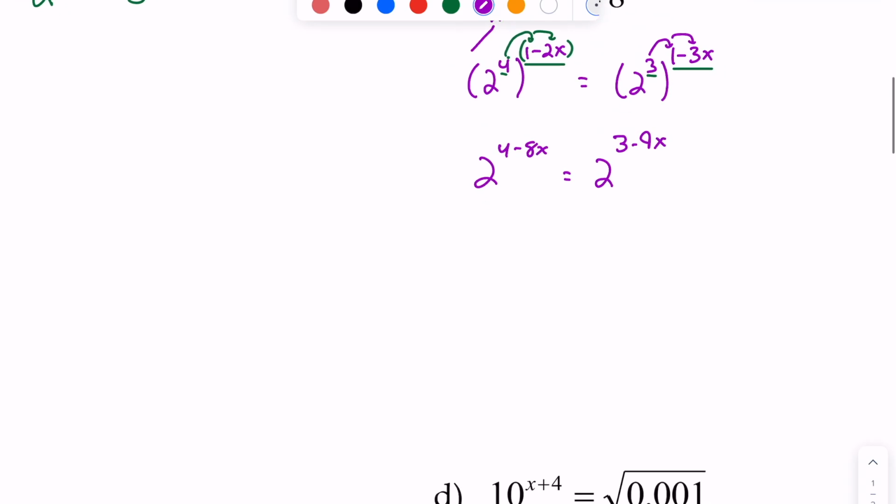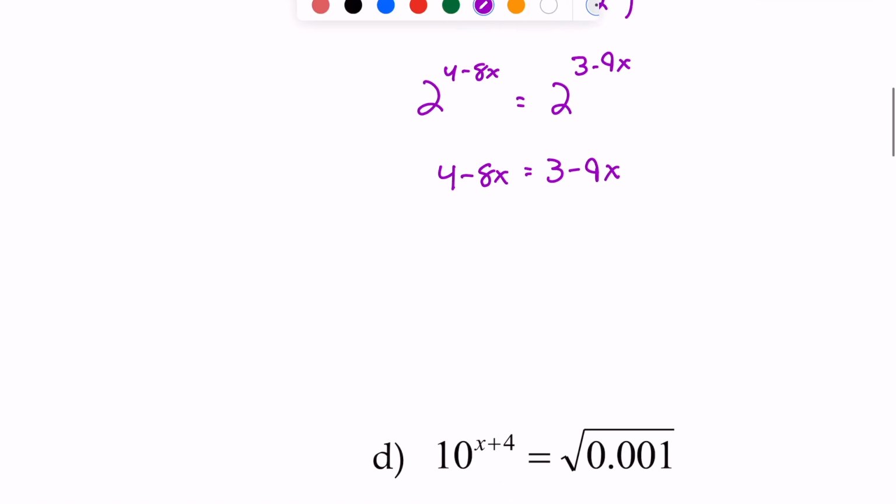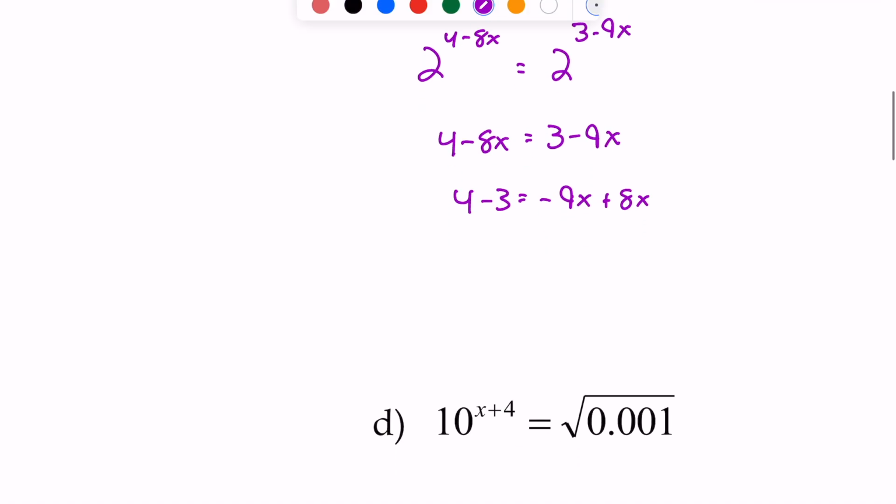Now you have same bases, so you set the exponents equal to each other. So this is 4 minus 8x equals 3 minus 9x. Bring the variable to one side, bring everything else to the other. So we have 4 minus 3 is negative 9x plus 8x. That's 1 equaling negative x, or x, I'm just going to write the x on the one side, is equal to negative 1.